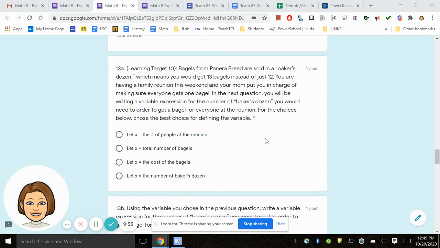Should the variable be this first one, let x equal the number of people at the reunion? Second, let x equal total number of bagels. Third, let x equal the cost of the bagels. And the fourth one, let x equal the number of baker's dozens.